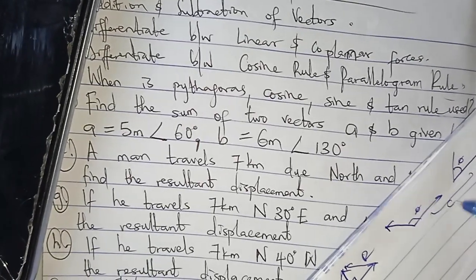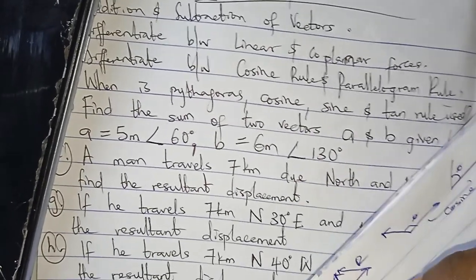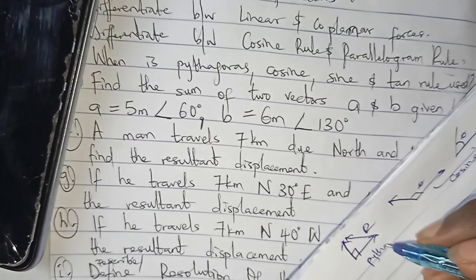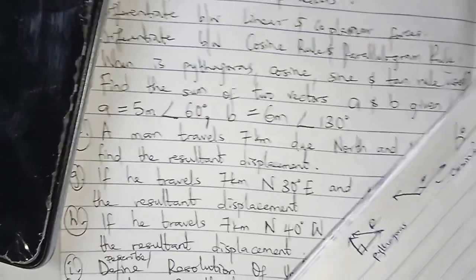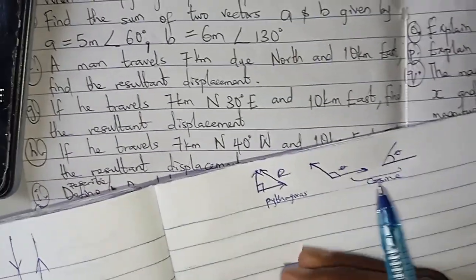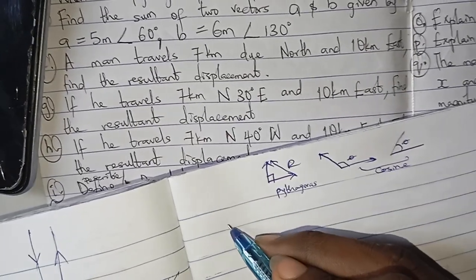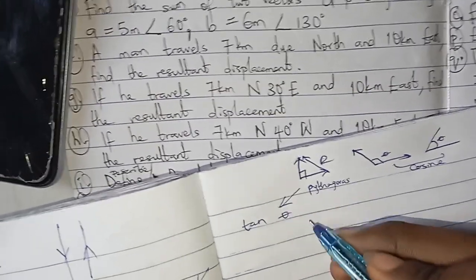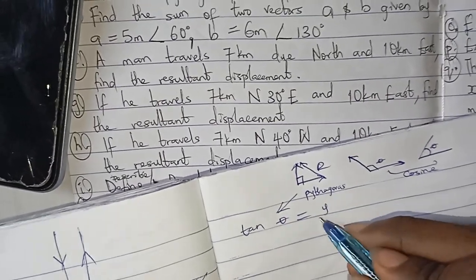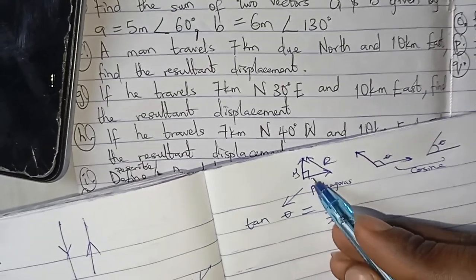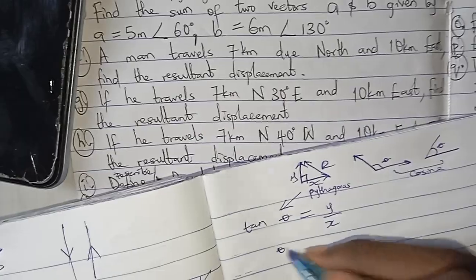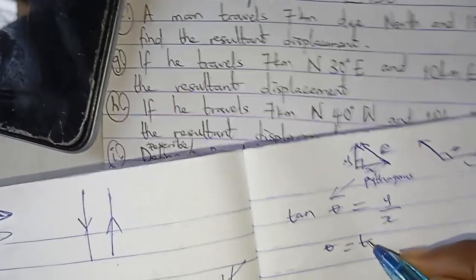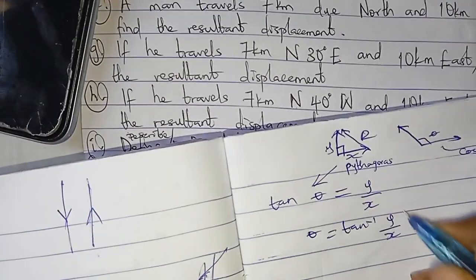So for these two cases, you use cosine to find your resultant. For a right angle, you use Pythagoras to find your resultant. Then the sine rule and tan rule are used for finding direction. Anytime you use Pythagoras to find your resultant, use tan theta to find your direction, which is y over x. Then theta will be equal to tan inverse of y over x.